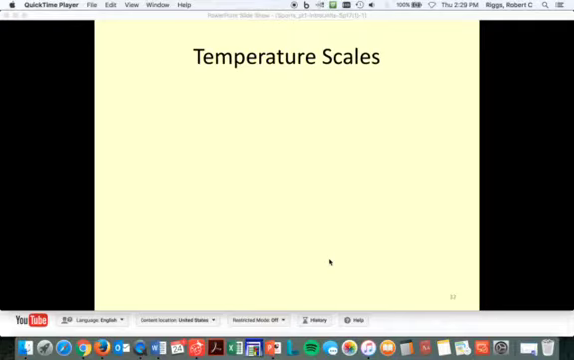Okay. Now, last but not least, speaking of energy, how we measure how much energy something has is sometimes the temperature of it, depending on how much there is of it. And so we'll do some quick things on temperature scales.